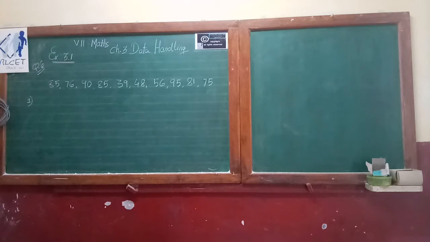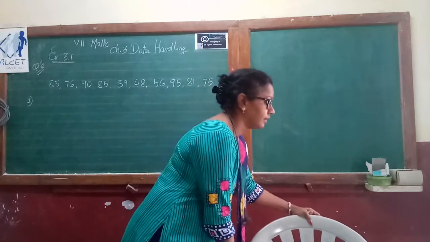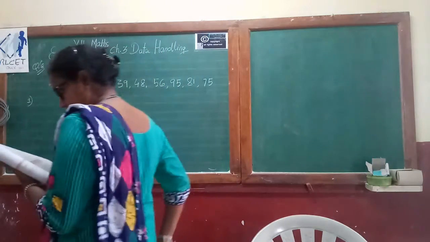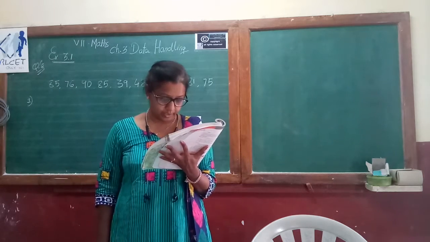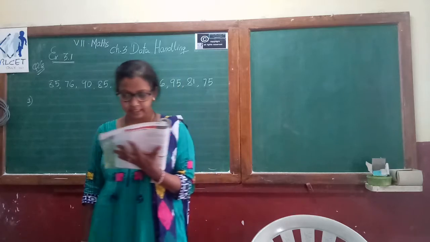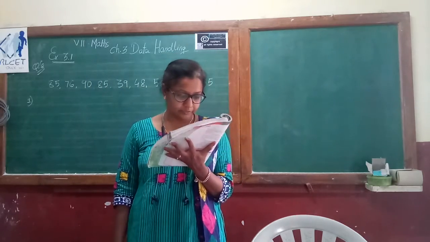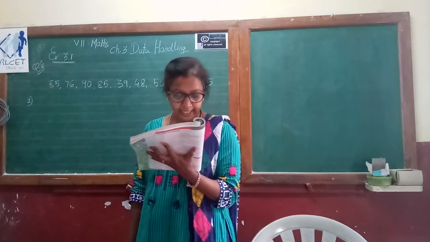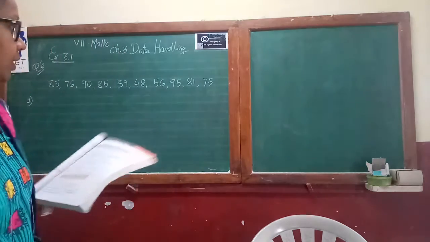Let's see the sixth question of exercise 3.1. The question is, the marks out of 100 obtained by a group of students in a science test are 85, 76, 90, 85, 39, 48, 56, 95, 81 and 75. Find the highest and the lowest marks obtained by the students.